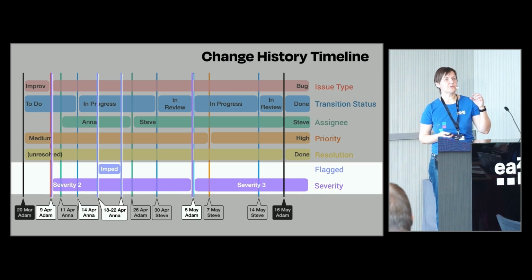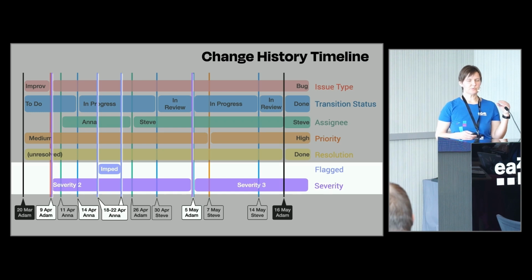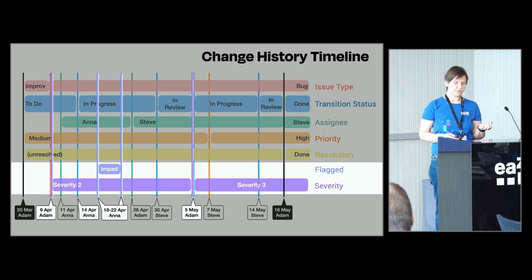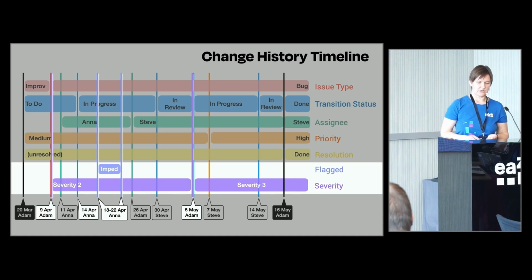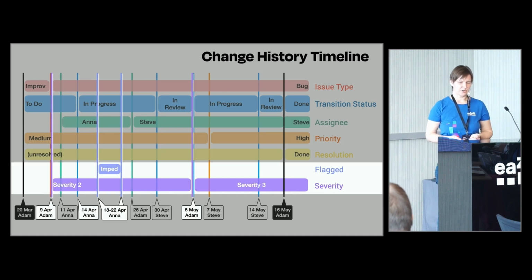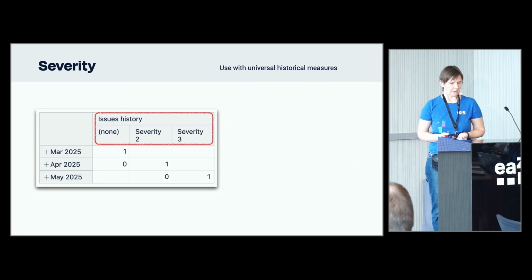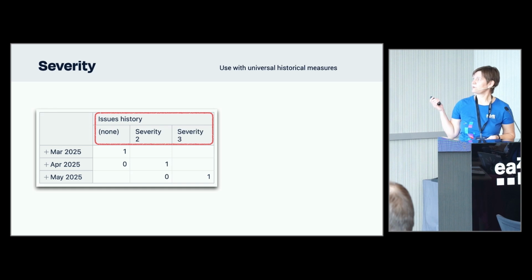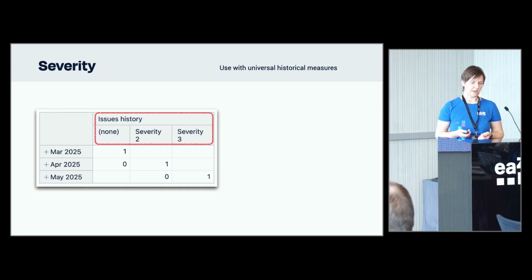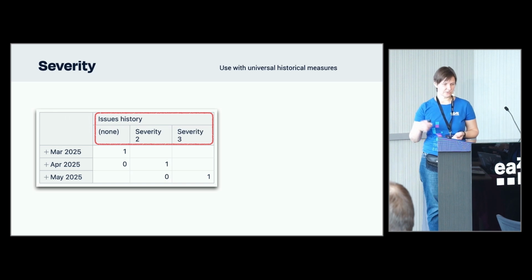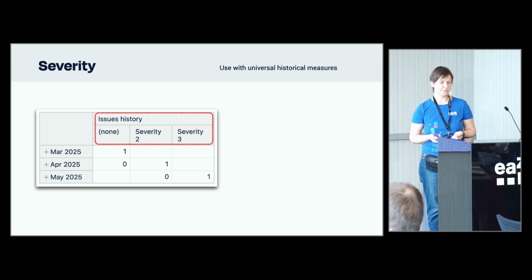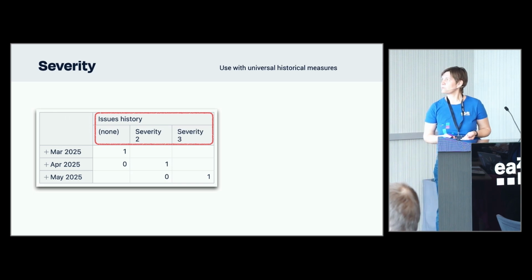And there are no new measures for this, because we can use the previously described measures, the universal measures, with custom field dimension change history as well. For example, we can analyze the issue's history by severity. We can see how many issues were in each severity. No need to calculate anything. Just drag severity to columns and time to rows and choose the issues history measure.